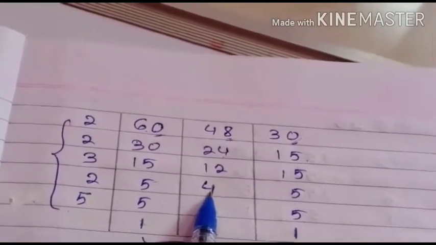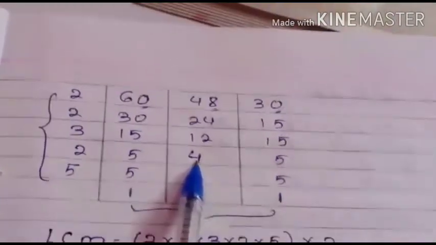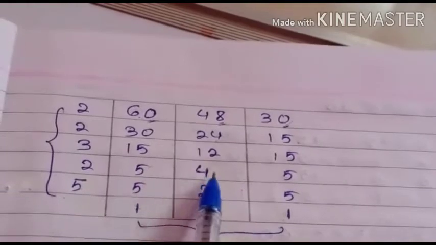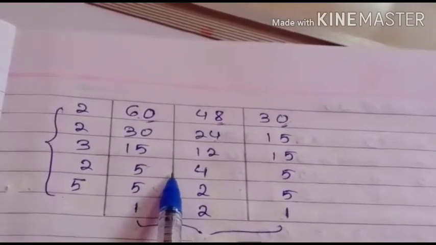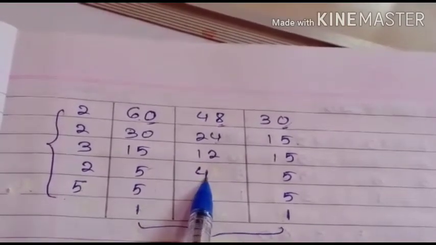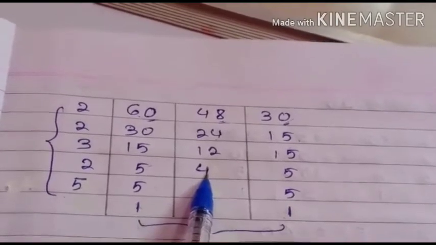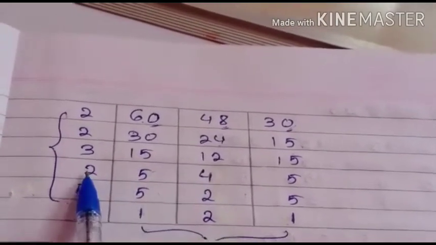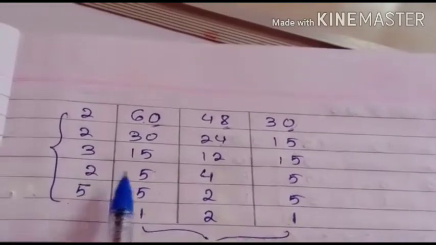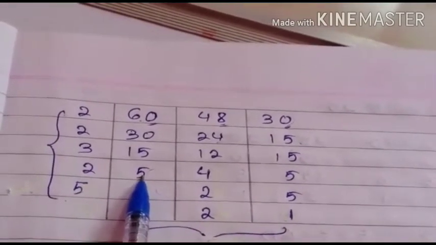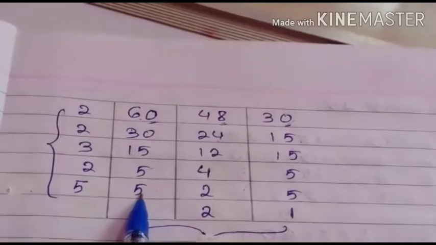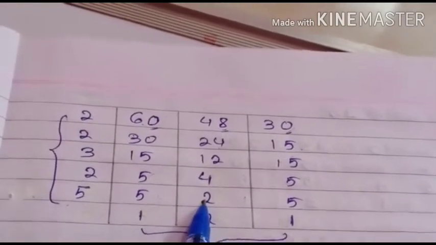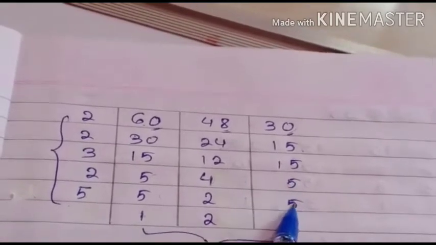Now 5, 4 and 5 are there. 4 is divisible by 2. So if all three numbers are not divisible, if two numbers are not divisible, we have to see if any number is divisible by the lowest prime number. Yes, 4 is divisible by 2. So here I divided by 2. Is 5 divisible? No. So we have to write it down as it is. 5 will come as it is. 2 2s are 4. What answer will I get? 2. And 5 will remain as it is.